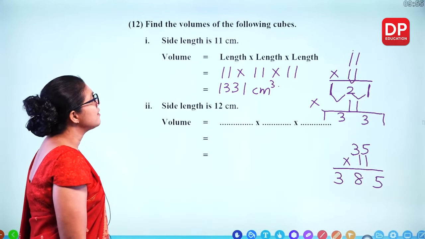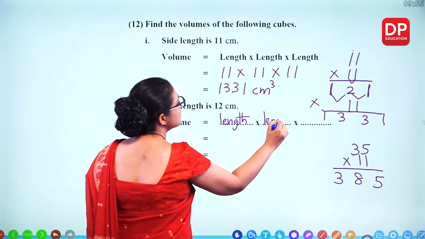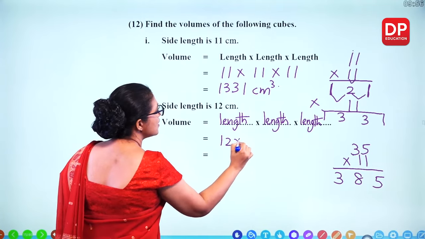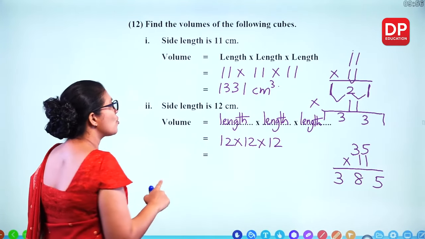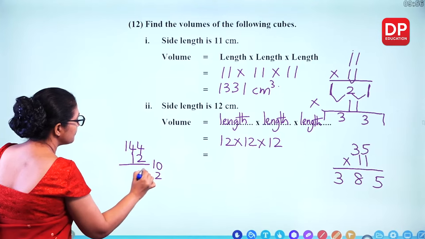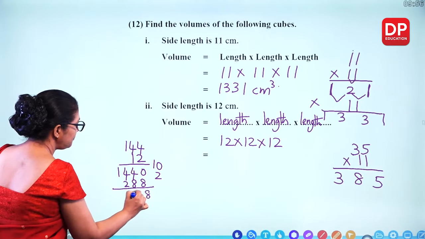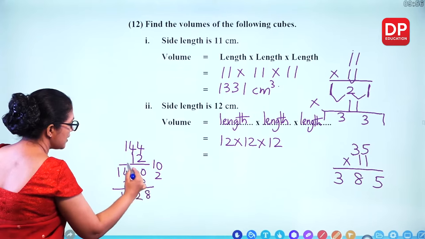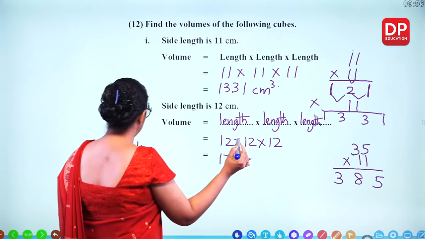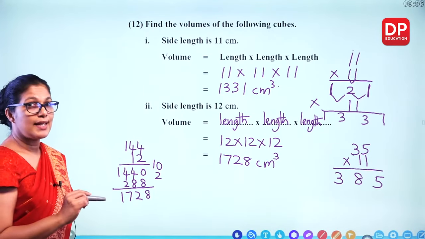Now we'll take this one, side length 12. So what's the length, length, and length? So 12 times 12, 144. 144 times 12, what you get? 2 times 4, 8, 2 times 4, 8, 2 times 1, 2. Add it, 12, 7 and 1, 1728. Cubic centimeters is the volume of that cube with side length 12.